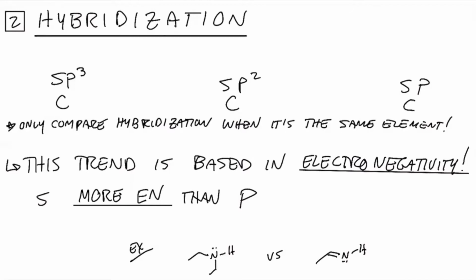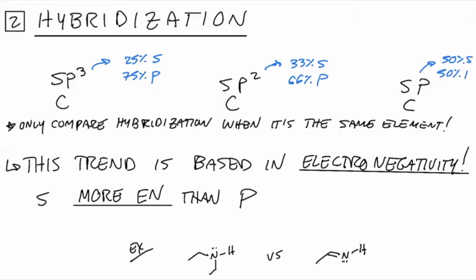If we look at the content of an sp3 orbital, there are 4 things in there. There's 1 s and 3 p. That means it's 25% s and 75% p. So it's much less s than it is p. If we go to the sp2, now there are only 3 orbitals in there. So that means it's 33-ish% s and 66-ish% p. Getting into what we call having higher s character. And in the case of sp, you can't go wrong there. It's 50% s, 50% p.